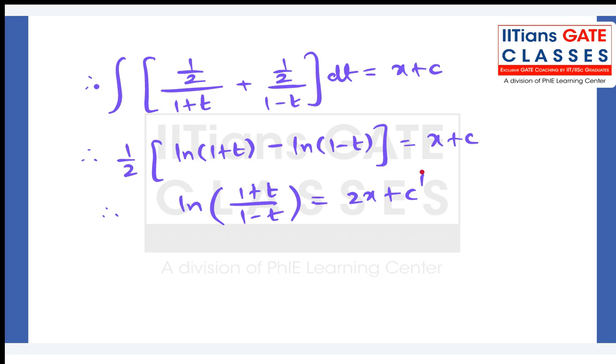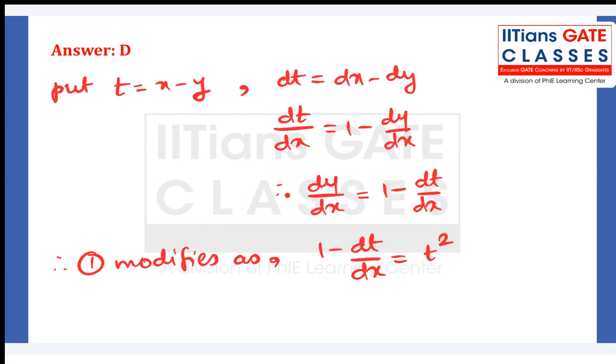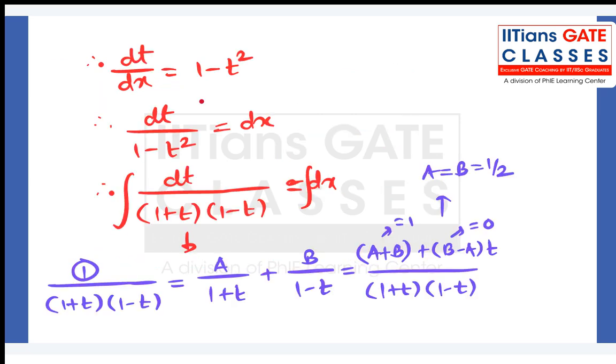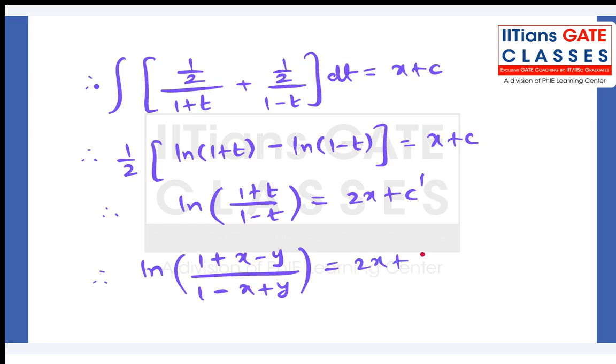Okay, and now you can do the back substitution, because we put t equal to, what did we put? t equal to x minus y. So if you put it back, in that case what happens? This becomes ln of 1 plus x minus y divided by 1 minus x plus y equal to 2x plus c dash.